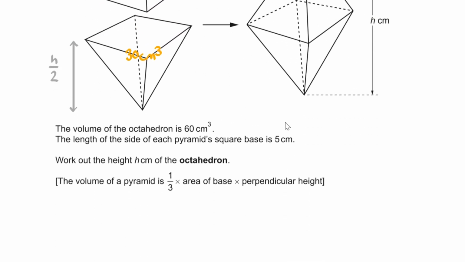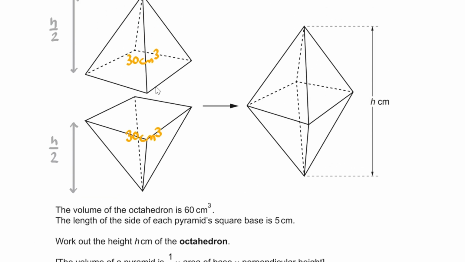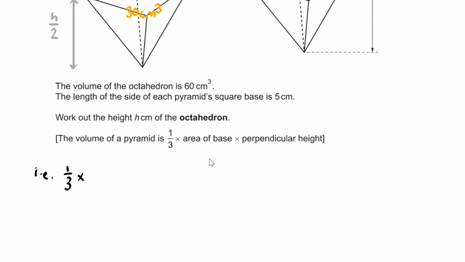So how does this help us? Well, to work out the volume of a pyramid, we've got a third times the area of the base. Well, the area of the base here, if we've got a square and each side is 5 centimeters, that means we'd have here the area of the base being 5 squared. I'm going to times this by the perpendicular height, which we said is h over 2, and the result of this is 30. So what we have over here is 25h over 6 equals 30.